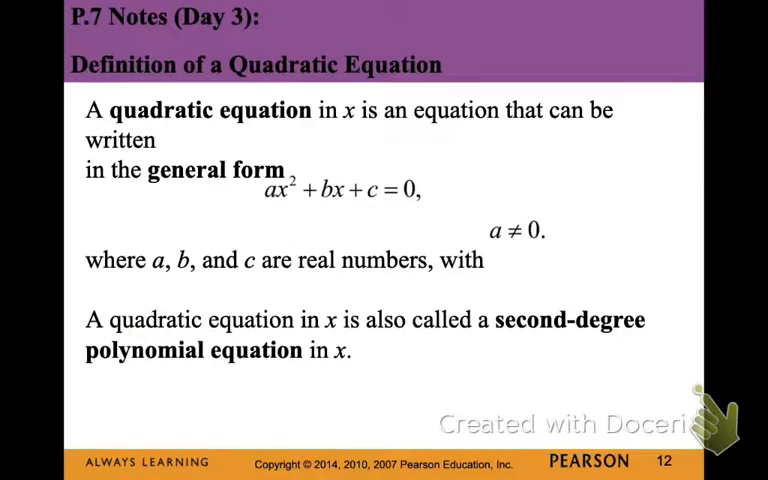Now we're going to talk about solving quadratic equations. So in the past, you have learned different methods. There's 3 main methods that you can use to solve quadratic equations. You can't use every method with every equation. Basically, you just have to use process of elimination.